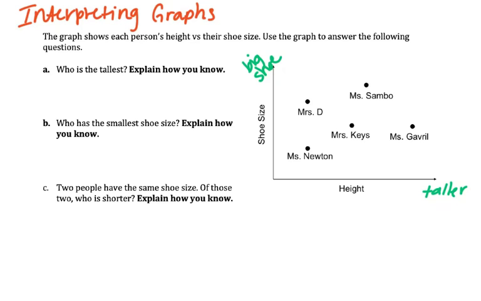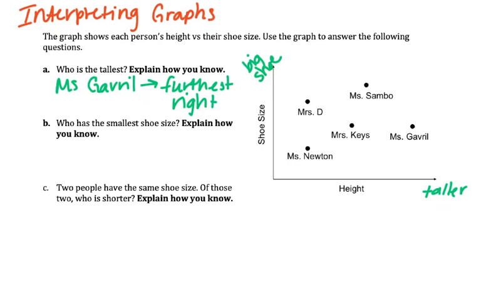So if I'm looking at this, it says, who is the tallest person, and explain how you know. Well, since I'm talking about their height, I'm looking at the x-axis. So the tallest people we know are over here. So I'm looking to see which person is furthest to the right. When I do that, we keep going, she's still further to the right. Miss Gabriel, it looks like, is the furthest to the right. So she would be the tallest person because her dot is furthest right, which is the tallest.